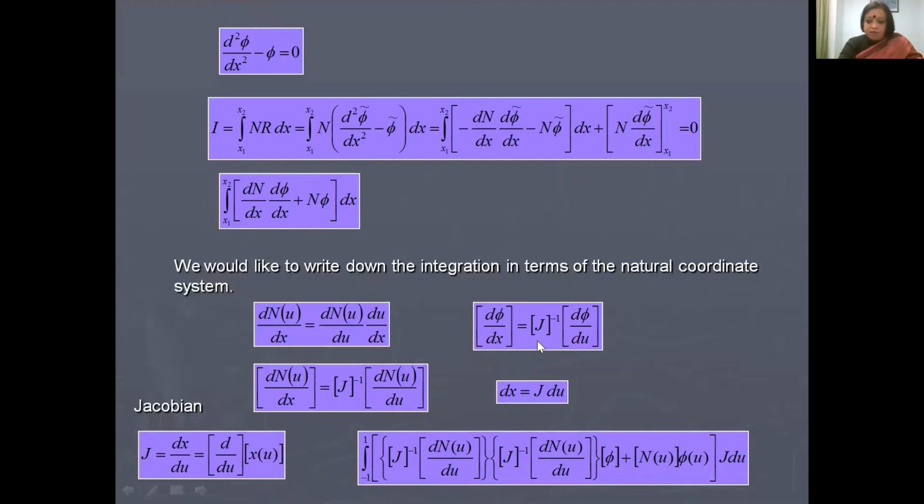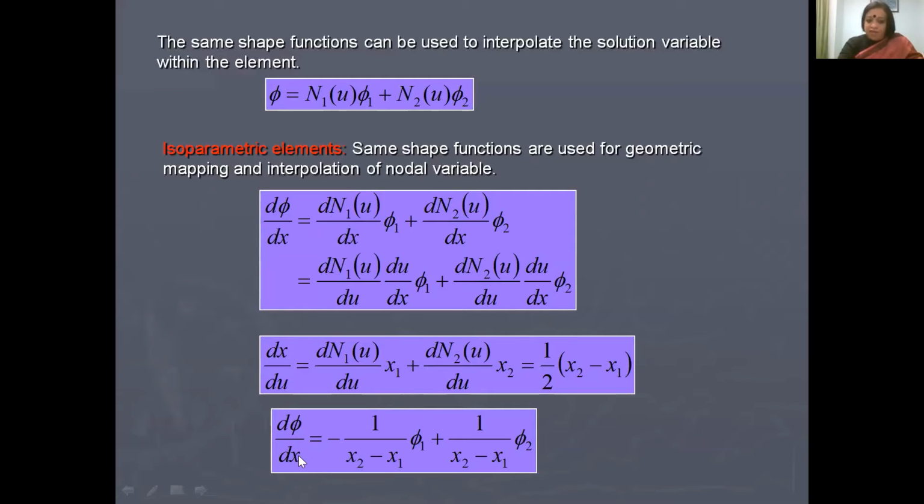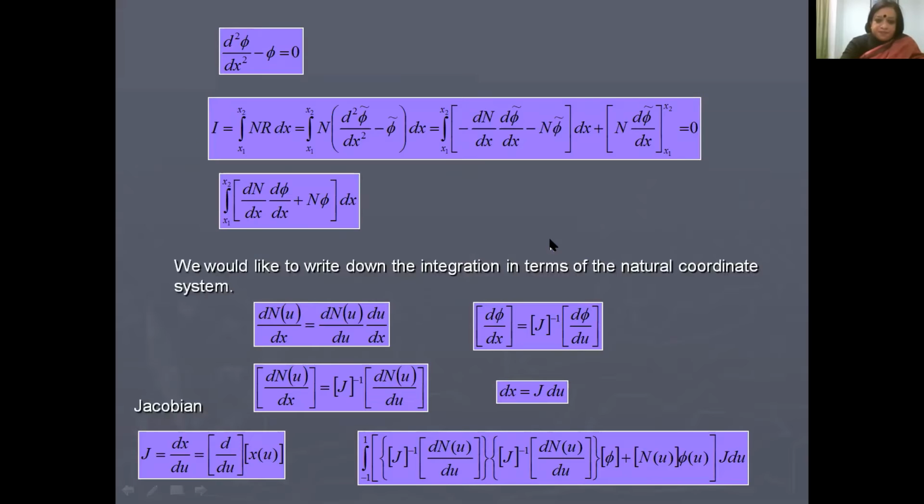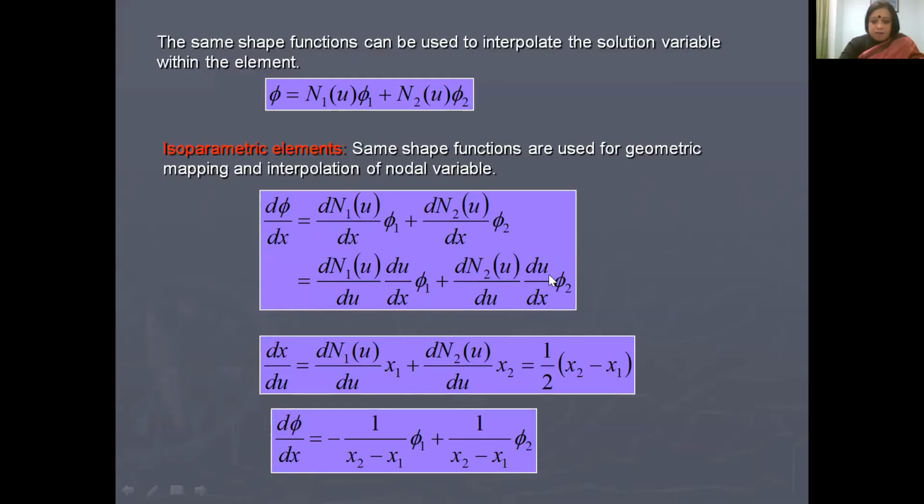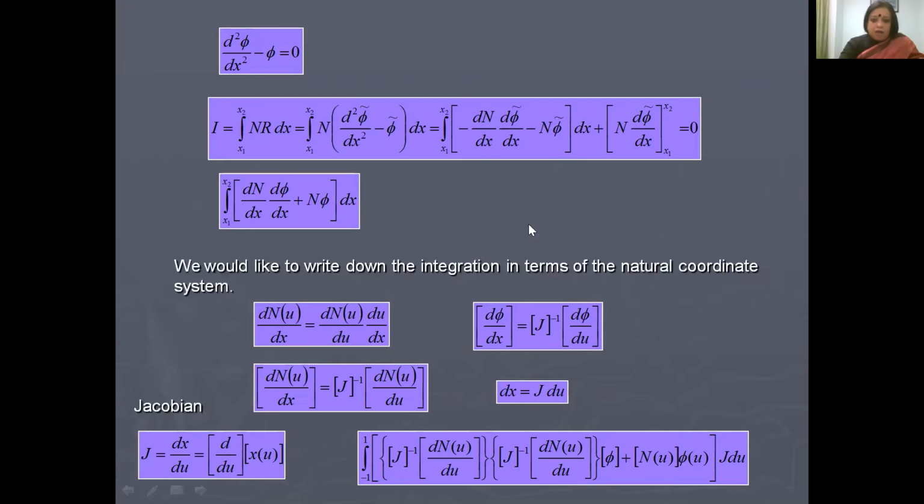Let me try and go back to the previous slide. So we have obtained d phi dx in terms of du dx. Okay, let us do it this way. Let us do it again.